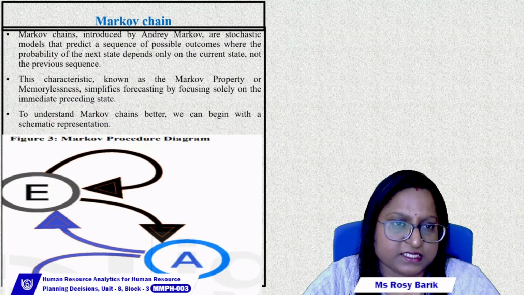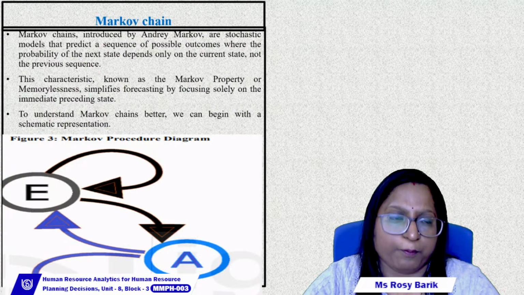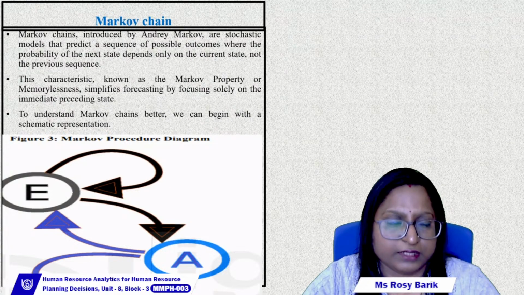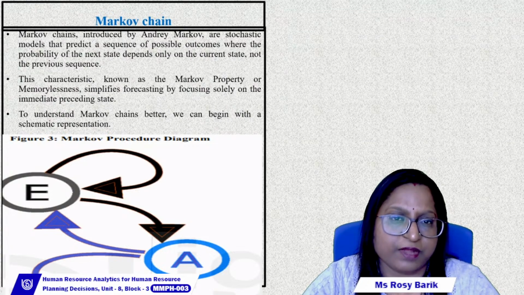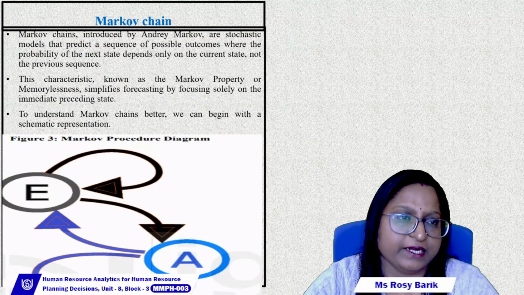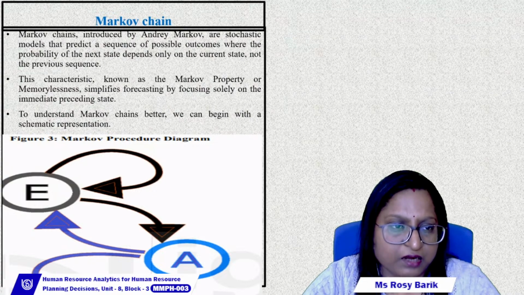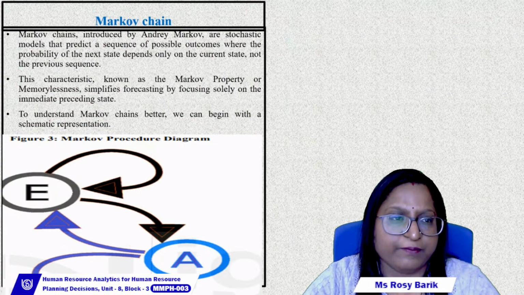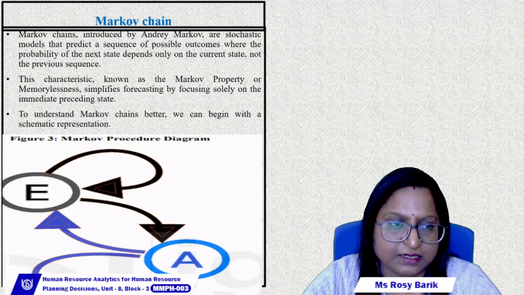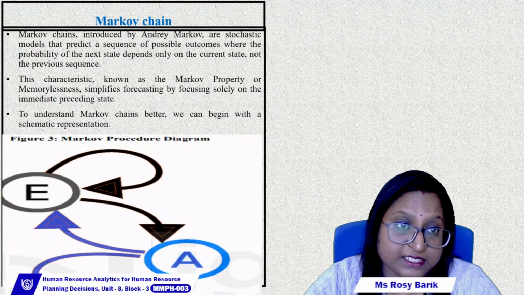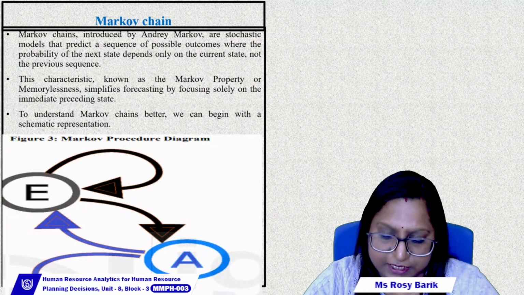This characteristic, known as the Markov property or memorylessness, simplifies forecasting by focusing solely on the immediately preceding state. To understand Markov chains better, we can begin with the schematic representation. For that also, it cannot depend upon the past data. It depends upon the current state. It only depends upon the current state.